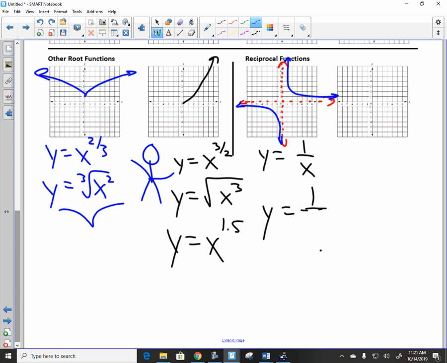Easy, simple. Y is equal to 1 over x squared. How is that going to change the graph? You know this. You're smart. I like your idea of parabola. Think positive, negative. No negatives, right? So you're going to have the same kind of graph. It just always sits above the x-axis.